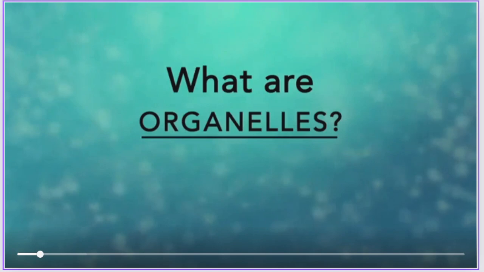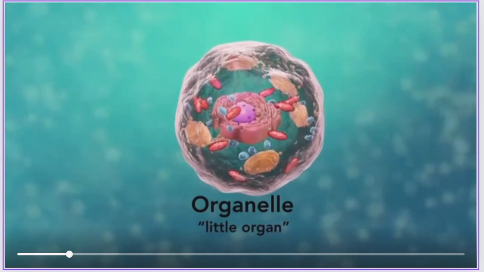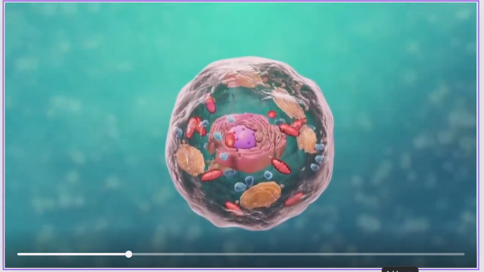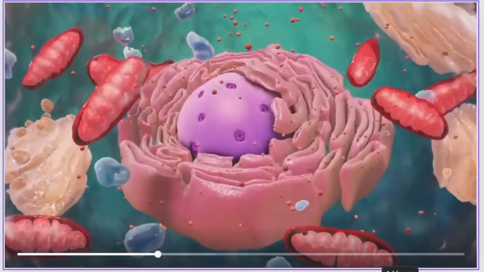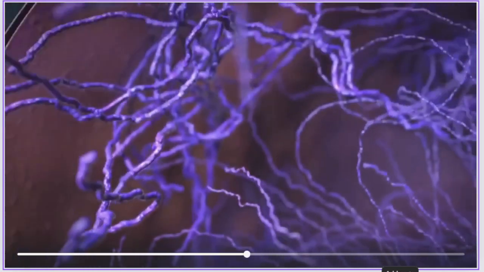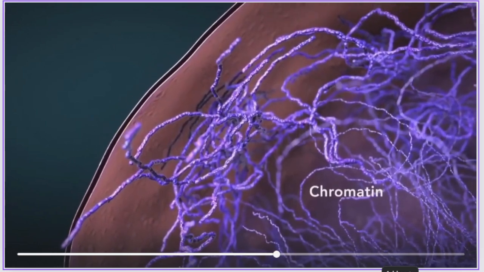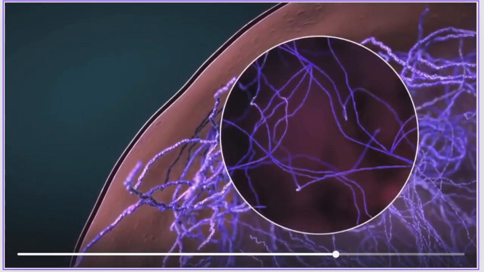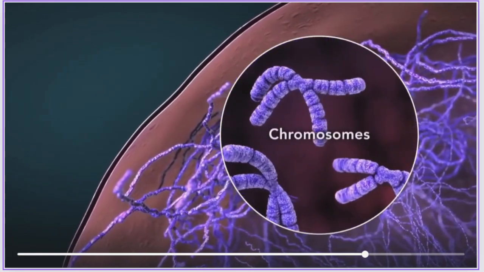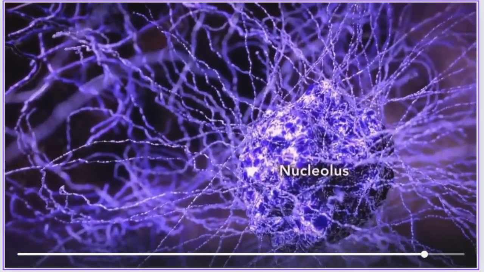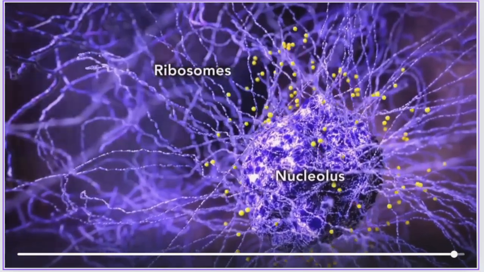So, what are organelles? Organelle means little organ. Organelles are the specialized parts of a cell that have unique jobs to perform. Let's start with the nucleus, the control center of the cell. The nucleus contains DNA, or genetic material. DNA dictates what the cell is going to do and how it's going to do it. Chromatin is the tangled, spread out form of DNA found inside the nuclear membrane. When a cell is ready to divide, DNA condenses into structures known as chromosomes. The nucleus also contains a nucleolus, which is a structure where ribosomes are made.